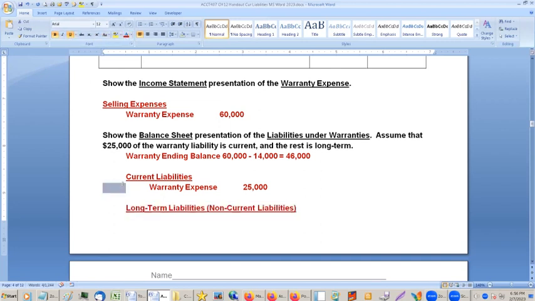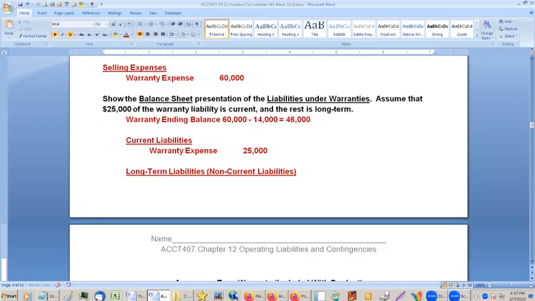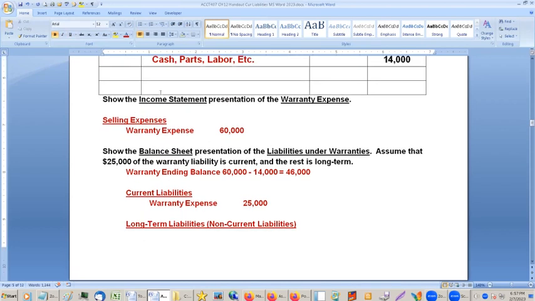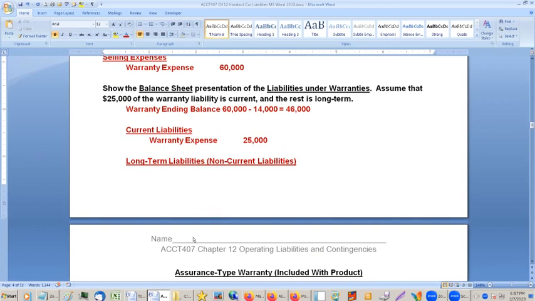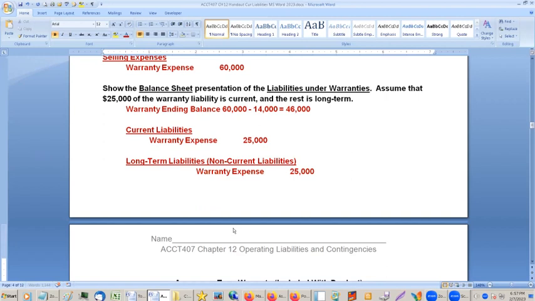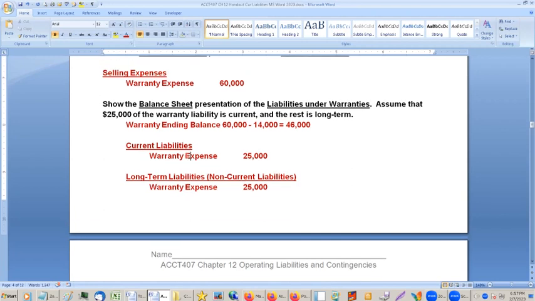How much are we gonna have in our... How much are we gonna have? Well, what I do, I'm sorry, this is wrong. Stop that, stop that. This should be warranty liability. Is that why you guys are not talking to me? You knew I put it in there wrong. I don't blame you. All right. How much is gonna be in the non-current liability?